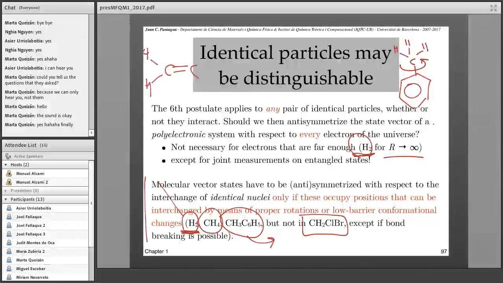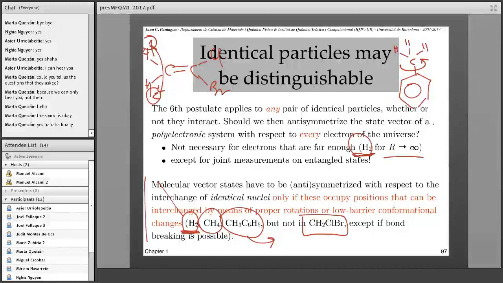But for instance, in this molecule, a molecule with two hydrogens, here a chlorine and here a bromine, we can label the hydrogens. We can say, okay, hydrogen one is the one that is closer to chlorine, and hydrogen two is the one that is closer to bromine. And the positions cannot be interchanged without breaking bonds. So at least at normal temperatures, we can completely differentiate between these two nuclei.